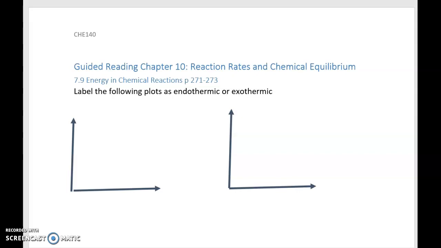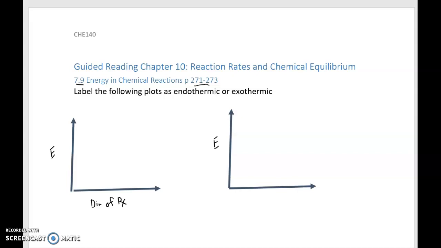Okay, so we're going to start Chapter 10, Reaction Rates and Chemical Equilibrium, by going back and looking at Chapter 7.9. This is one that we skipped earlier, but now we need to know about the energy in chemical reactions. This is back in your book on these pages. These are two plots. The y-axis is going to be energy, and the x-axis is going to be the direction of the reaction.